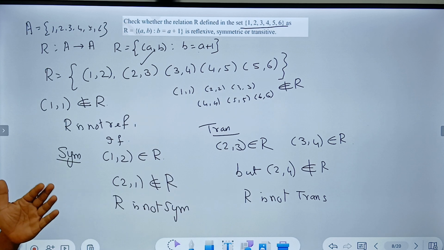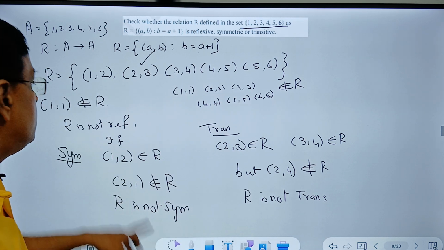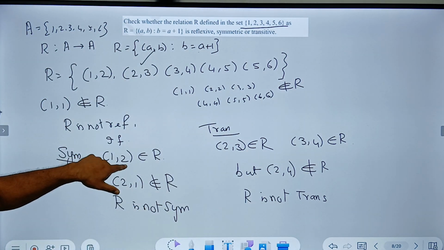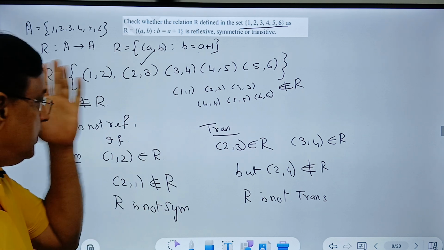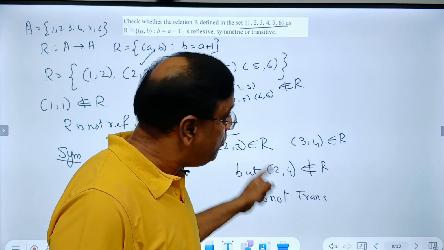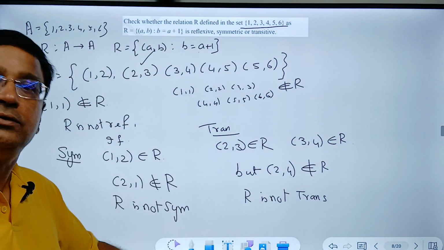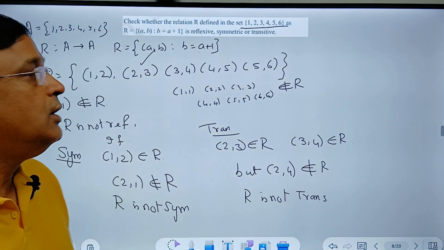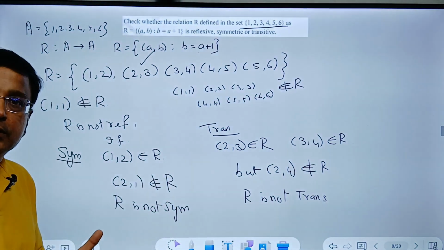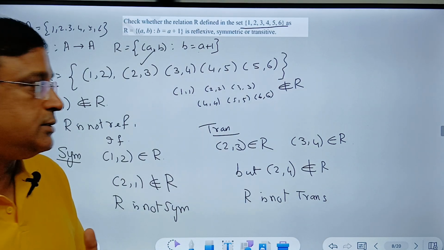And symmetric means what? (a, b) should be related to (b, a). So a is related to b, b is not related to a. If a is related to b, and b is related to c, definitely a should be related to c. It's not there, so it's not transitive. So it's an example of a relation which is neither reflexive, nor symmetric, nor transitive. Okay.